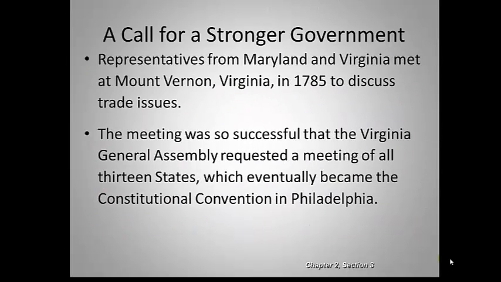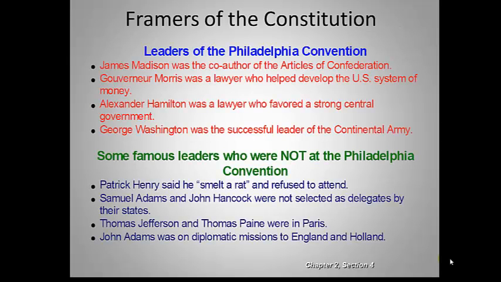So they met a couple of times, and then finally the Virginia General Assembly requested that the 13 colonies meet in Philadelphia in 1787 to look at what they could do to improve the Articles of Confederation. Not everyone was excited about it.